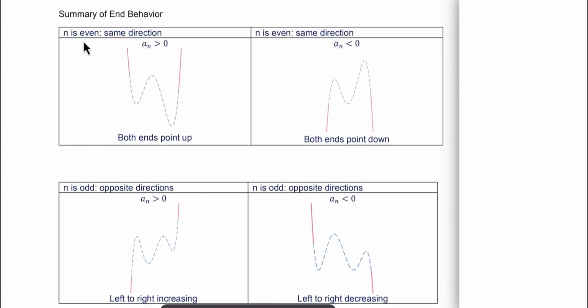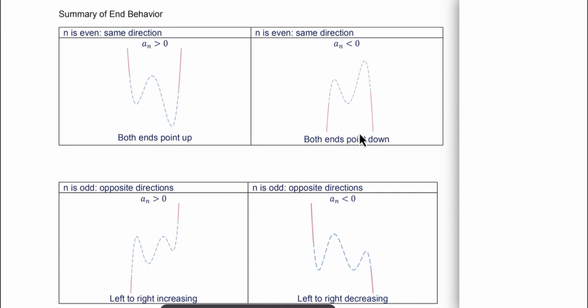To summarize this, we have that when n is even, the end behavior is pointing in the same direction. They're either both pointing up or they're both pointing down. Notice when a is positive, that is the leading coefficient, when it's positive, both ends point up. There could be some local maxes and mins in the middle, but the end behavior, we know both ends are pointing up. And then if n is even and the leading coefficient, a sub n, is negative, both ends point down. Again, there could be some local mins and maxes in the middle, but we know the end behavior, both ends point down.